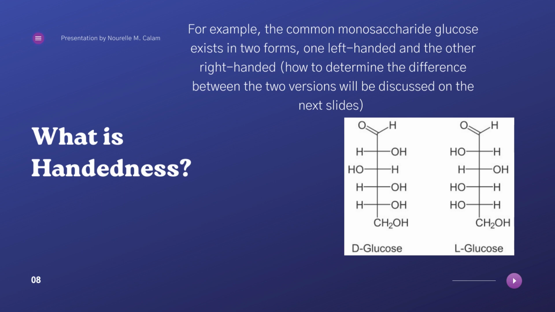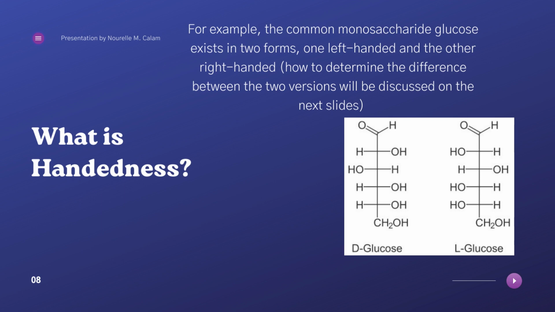So glucose exists in two forms, one left-handed and the other right-handed. So as you can see in this image right here, we have the illustration for the D-glucose and L-glucose. One is the right-handed version, while the other is the left-handed version. Now, although they are both glucose, their left and right designation differentiates them greatly from one another. These two are different forms of glucose. One is different to that of the other. D-glucose is different to L-glucose.